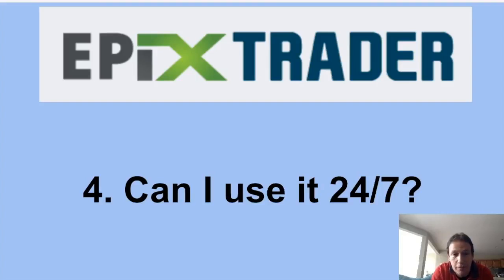You could technically use Epix Trader 24/5 during any trading hours, but we always recommend that people trade during the times that the major markets are open, being the New York Stock Exchange and the London Stock Exchange. So really, we always trade between 10 GMT and 20 GMT, 20 GMT being 4 p.m. Eastern time, which is when the New York Stock Exchange winds down.